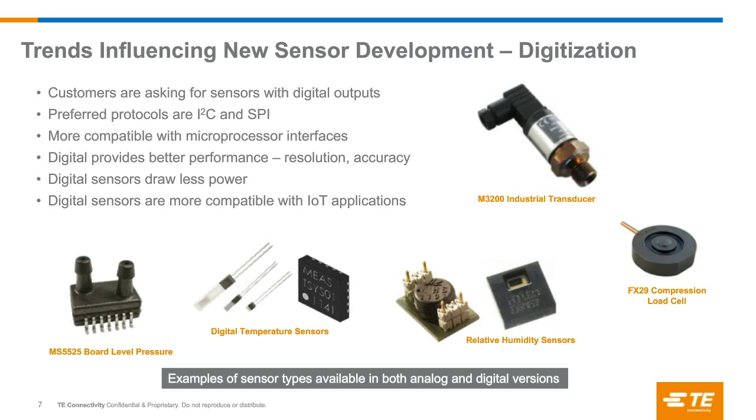Digital sensors also draw less power than the analog sensors, mostly because oftentimes the digital sensor goes to sleep between readings. If you have a pressure sensor that is measuring the pressure, it only takes a few milliseconds to measure the pressure and then transmit the digital data to the system that it's attached to. And so between readings, the sensor actually goes to sleep, and it goes to a very low power mode, which is, we'll talk about that in a few minutes, but it is an advantage of digitization.